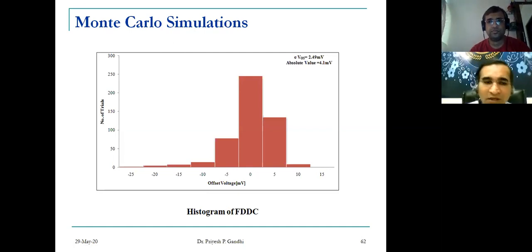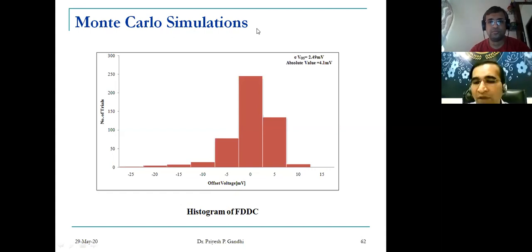That is the number of trials you carry out. You can say the number of iterations, for which you have taken the simulation. And the parameter you can choose anything. Here I have taken the parameter of offset voltage, and this graph is named as a histogram of FDDC, fully differential dynamic comparator.